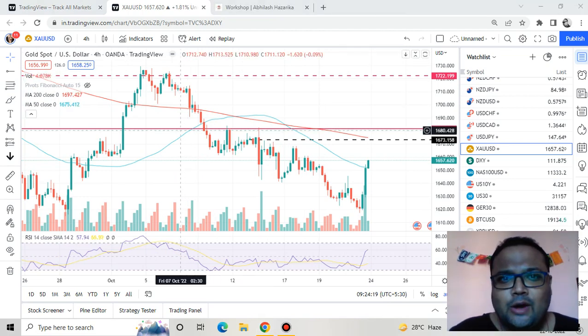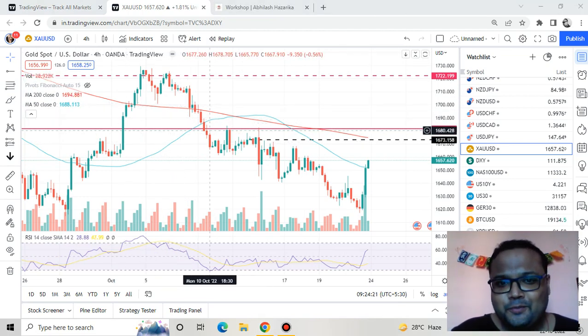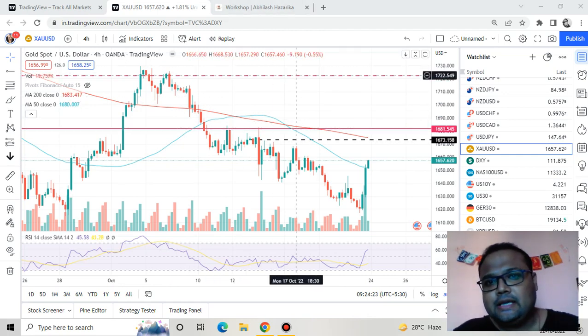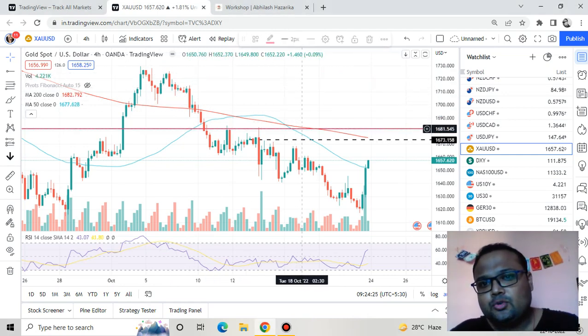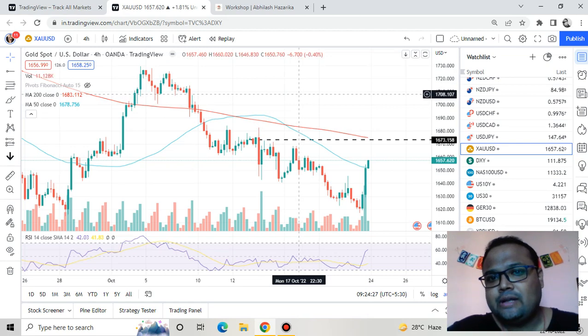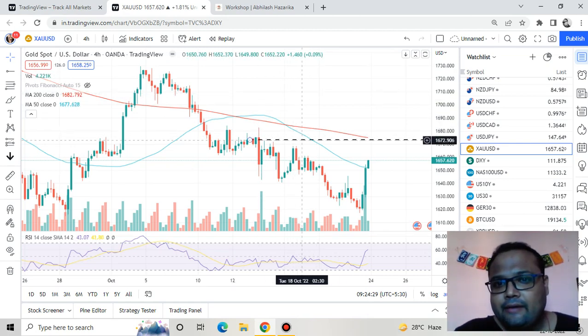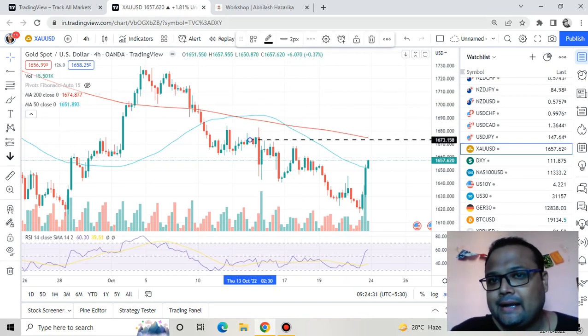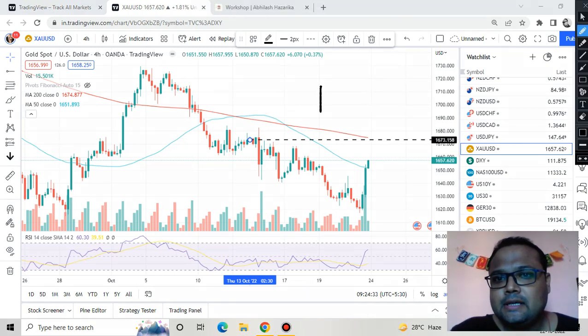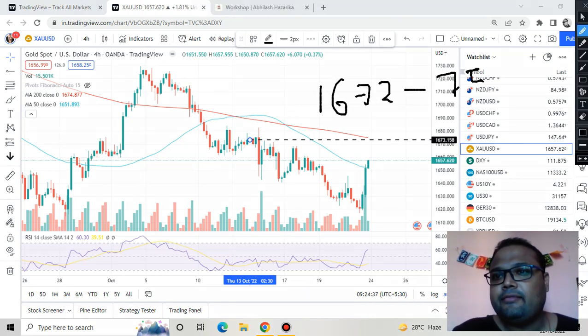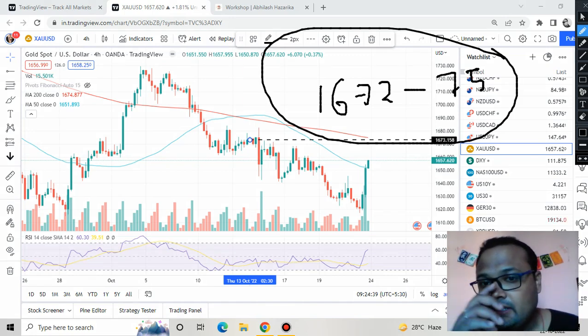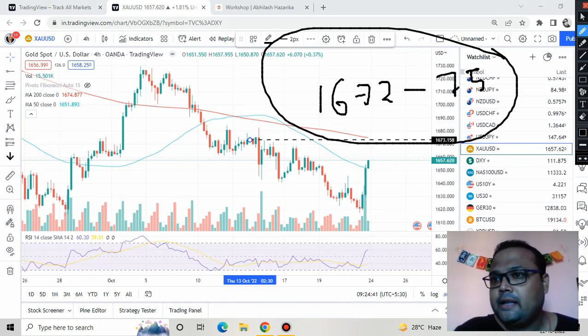Now we are back to our beloved 4 hours time frame. In the 4 hours time frame, you can see that apart from these two levels here, I have drawn a black line here. The black line is 1672 to 1675. This is also a resistance for the market. Let me tell you why.